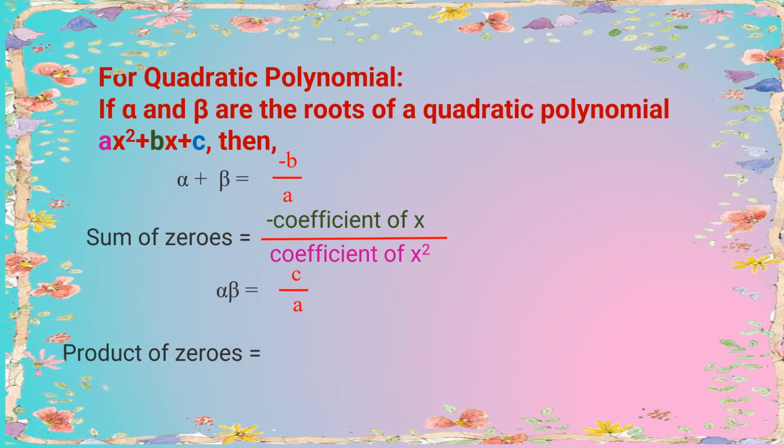So, c is the constant, c by a. a is the coefficient of x square. So, c by a is the constant term divided by the coefficient of x square. This is the relationship between the sum of the zeros and the product of the zeros.